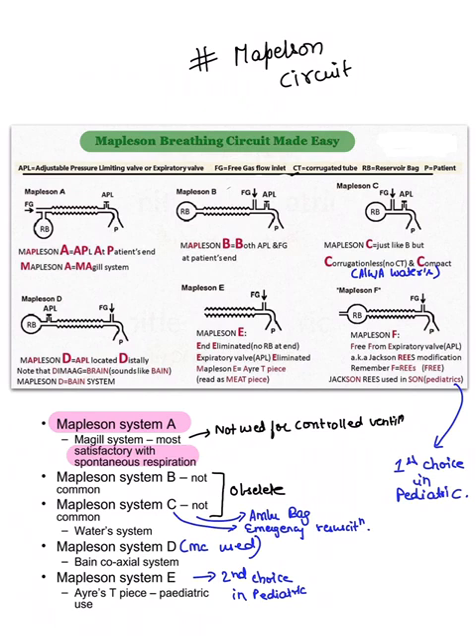Now how can you find out? If you talk about the Mapleson A, remember the mnemonic, APL is at the patient end. So this P part is the patient. APL close to the patient is the Mapleson A. It is also known as the Magill system, guys.